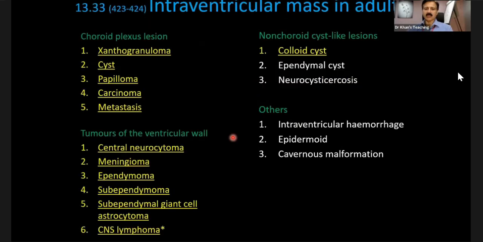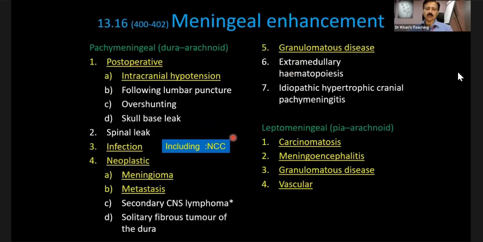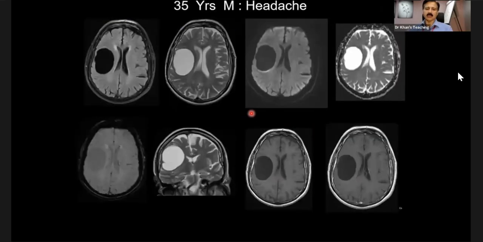It can cause hydrocephalus, of course, because it is in the ventricles. It can present as a mass. It can present as calcification. It can also cause meningeal enhancement. So many things it can show you.